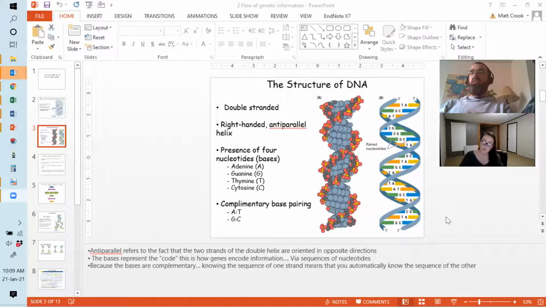So if you want to have easily accessible areas, you find these in the promoters of genes as well, where you're going to be pulling apart the DNA to be able to copy, transcribe them with RNA polymerase.